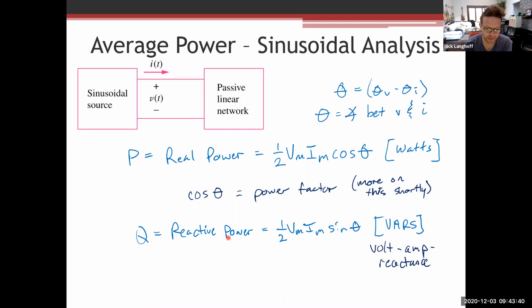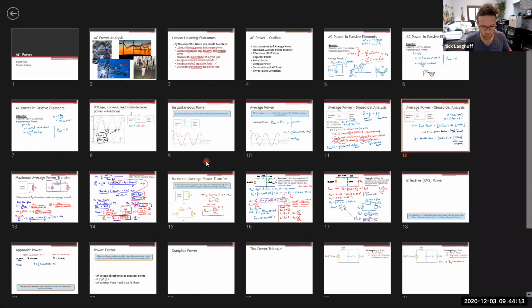Q is the reactive power. That's 1/2 times the peak voltage and peak current product times the sine of theta, right? Not the cosine. And we measure that in volt-amp reactive, to not confuse it with the units of watts. Okay, and for reasons that will become clear soon, we refer to the term cosine of theta as the power factor. And we're going to cover that today.